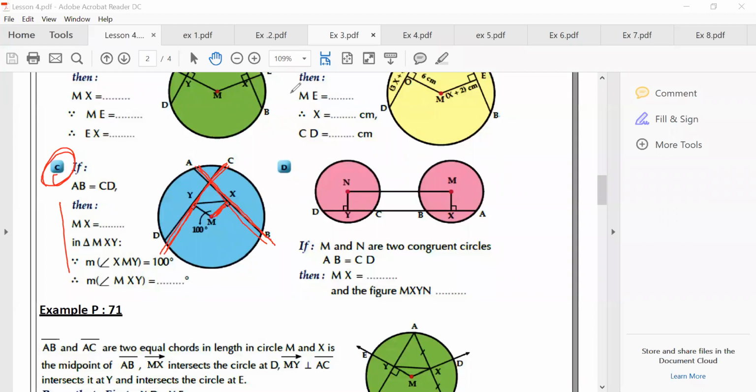Then this is the theorem we took from the beginning. If two chords are equal, then the distances from the center, MX equal MY. These two distances will be equal. Okay? So MX will be equal to MY. In triangle, in the small triangle, can you see it?